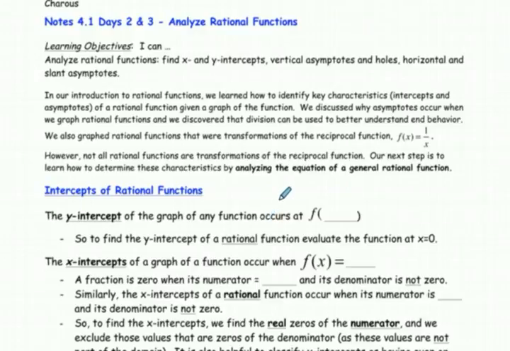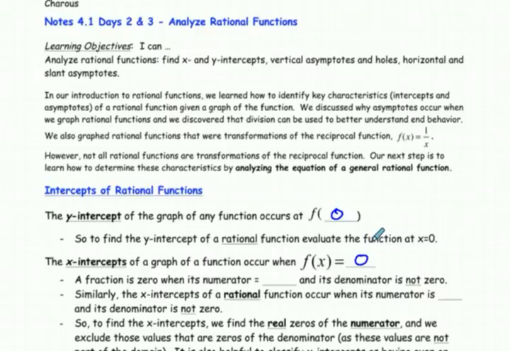So to find the y-intercept of the graph of any function, rational or not, we want to find the y value when x is 0. So that means we evaluate f of 0. To find x-intercepts of a graph, that's where the graph crosses the x-axis, which is where y equals 0. So we need to find x values for which f of x equals 0.